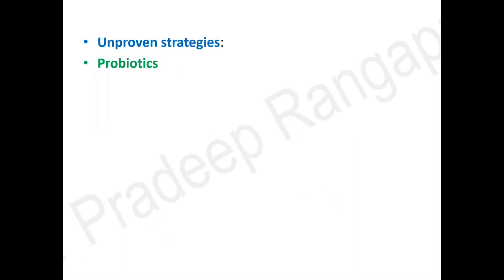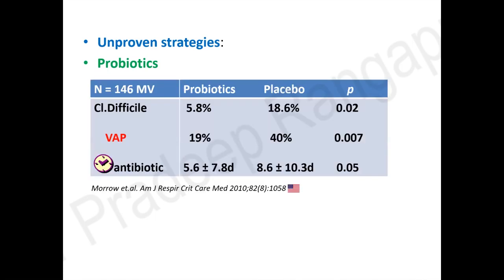So then there are certain unproven strategies that have been tried. So the probiotics. There was a big move towards using probiotics as one of the tools or measures in reducing the risk of VAP. So here, this was a study that came in 2010 by a US group, 146 mechanically ventilated patients. They were randomized into one group who got probiotics, the other one got placebo. They looked at Clostridium difficile infection, and it was found to be significantly less in the group which got probiotics as compared to the placebo.